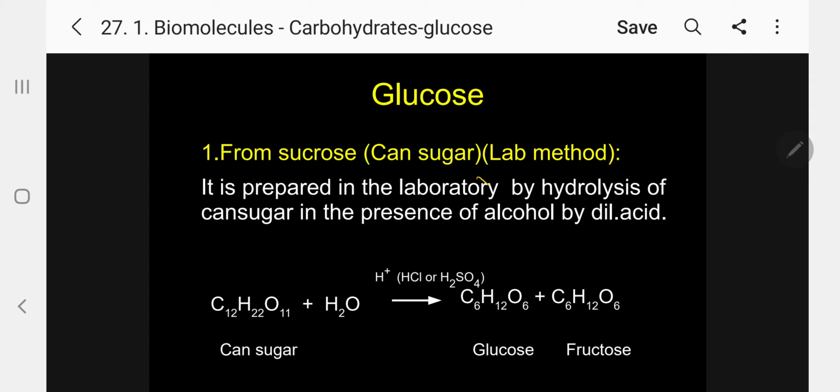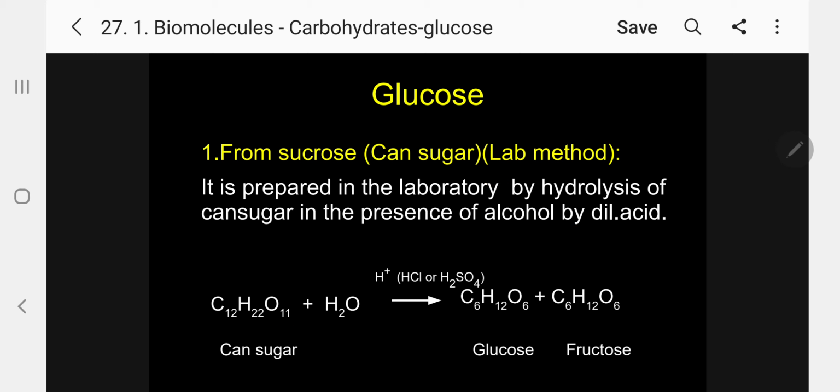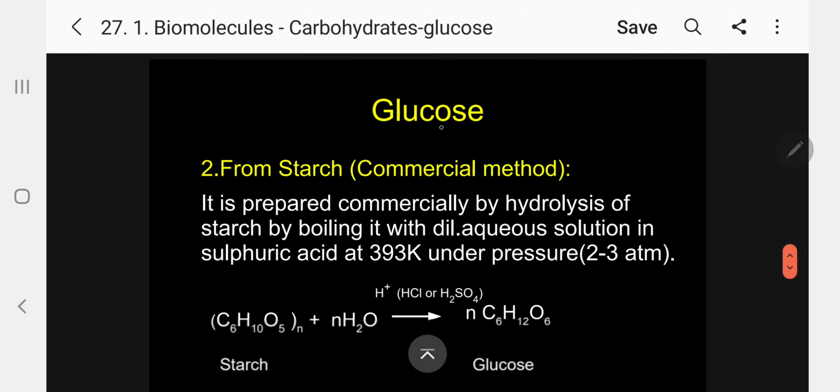It is prepared in the laboratory by hydrolysis of cane sugar in presence of dilute acid. Kindly follow. So you take the cane sugar and add water in presence of acid. This is cleaved into 2 units: one is glucose, another is fructose. So it is a disaccharide giving 2 monosaccharides. Please follow. This is how we can prepare it in the laboratory.